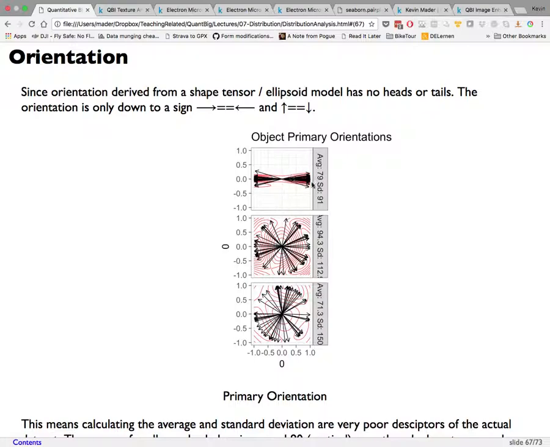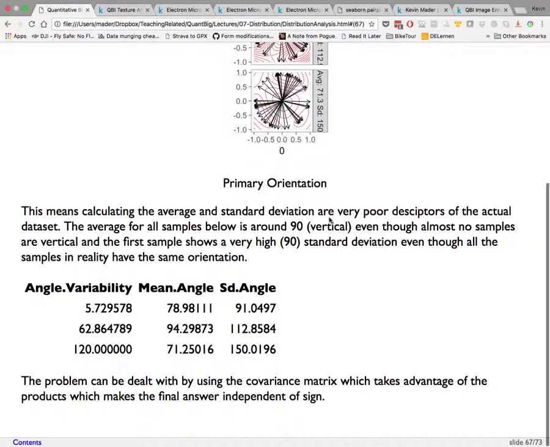So here you can show just the arrows themselves, as we showed a number of times, where you have the average as being 79 and the standard deviation being 91. And so neither of those really correspond to what we would describe the system as. And so it's difficult. We create a system with an angle variability of 5, and we get a standard deviation angle of 91. So how can we come up with an approach for quantifying this in a meaningful way?